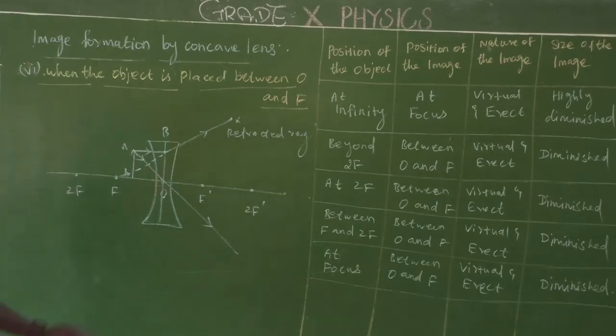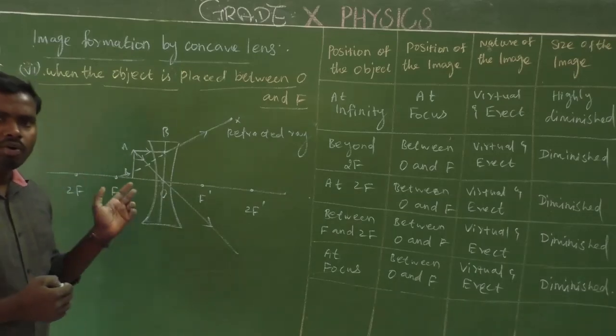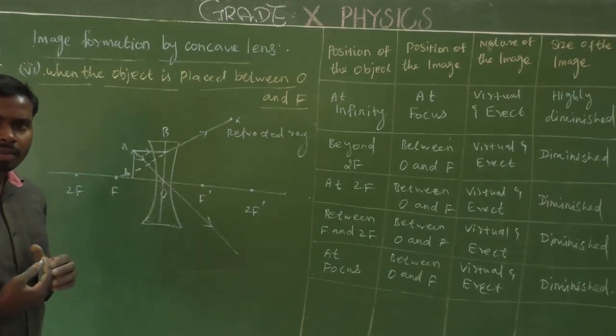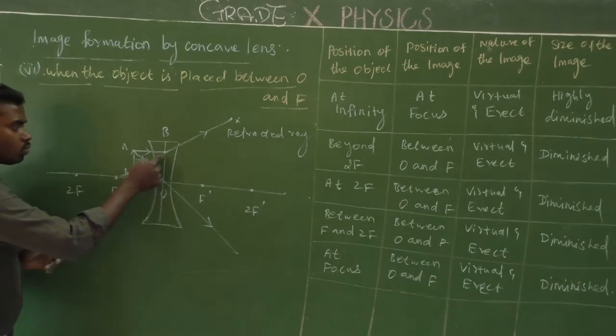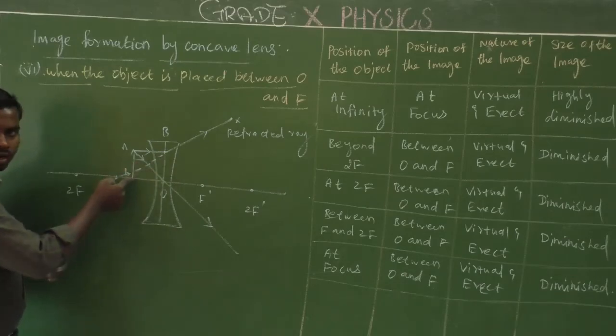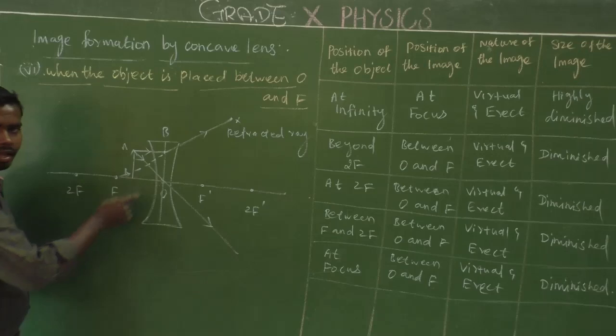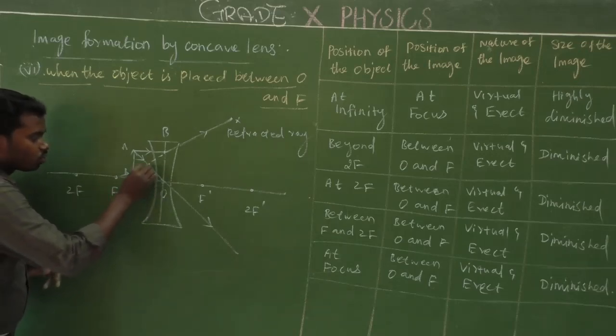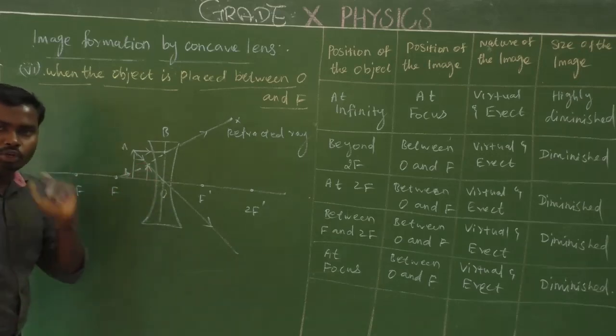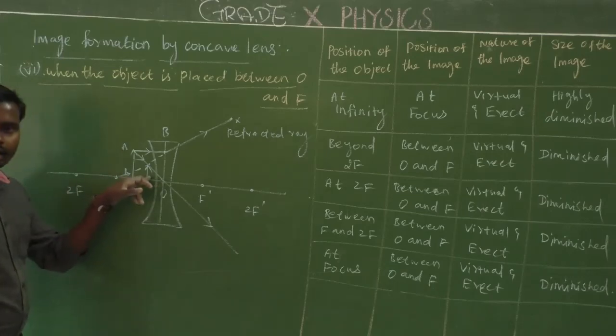Is it clear? Yes. Next, I am going to ask the question here: where will the image be formed? Look at here. So this is one refracted ray, actually the virtual ray. This is one refracted ray, and this is also one of the rays. When two refracted rays meet at a point, there will be image formation. So the image is formed between O and F here. Is it clear?